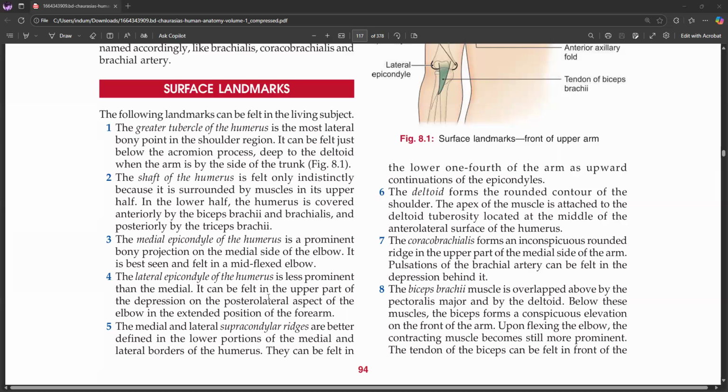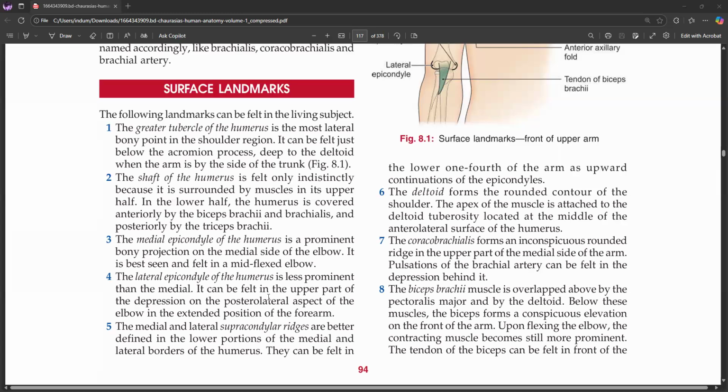The apex of the muscle is attached to the deltoid tuberosity located at the middle of the anterior lateral surface of the humerus. Number 7. The coracobrachialis forms an inconspicuous rounded ridge in the upper part of the medial side of the arm. Pulsations of the brachial artery can be felt in the depression behind it.